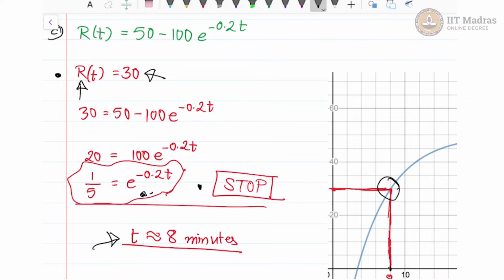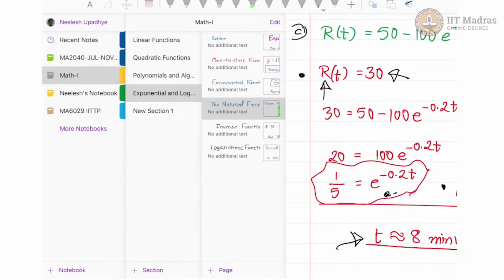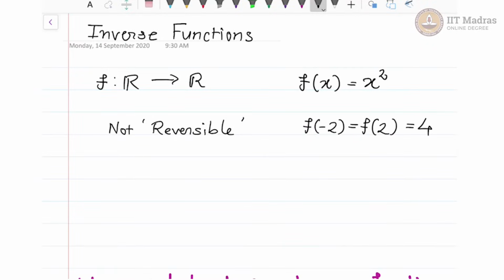In order to find such reversible functions, we need to understand the theory which we will discuss now, the theory of inverse functions. When I talk about inverse functions, I am talking about functions from the domain, which is the real line, to the codomain, which is the real line. Then the immediate question that comes to our mind is: are all functions reversible?